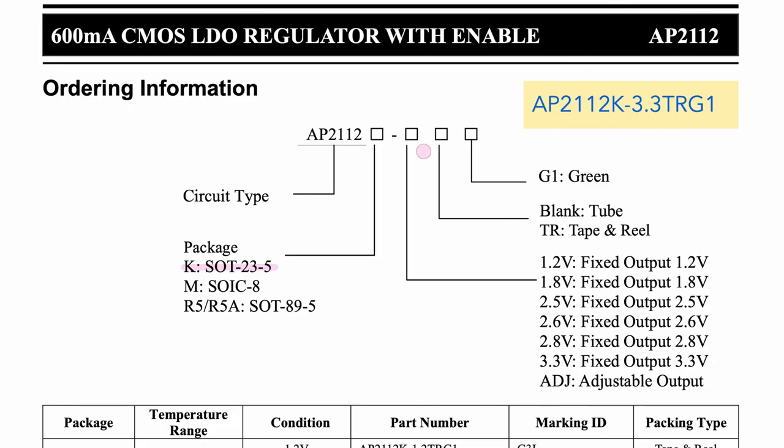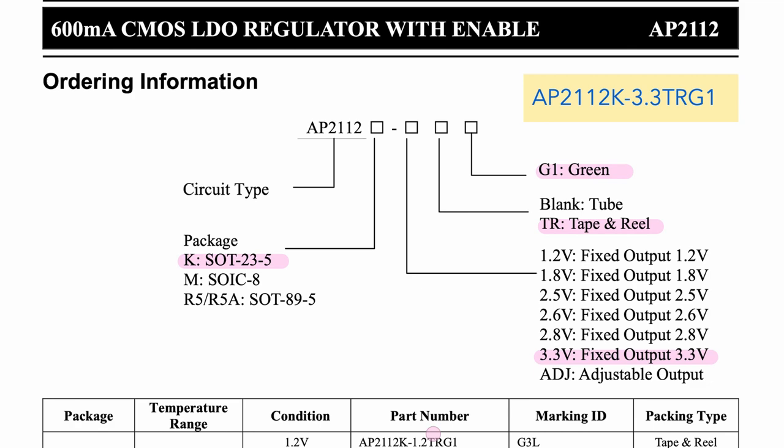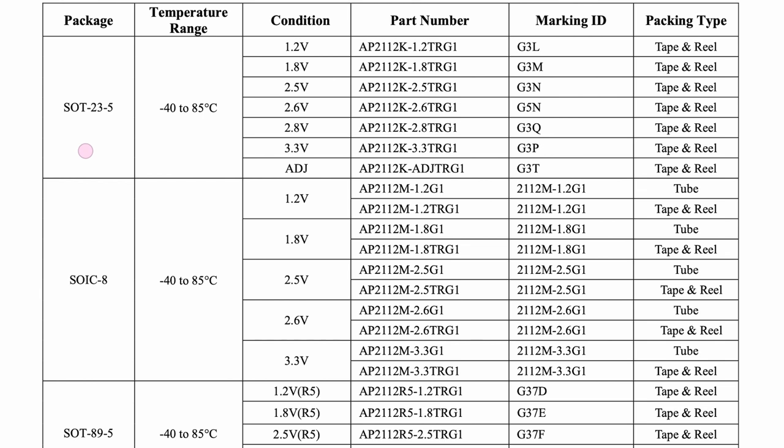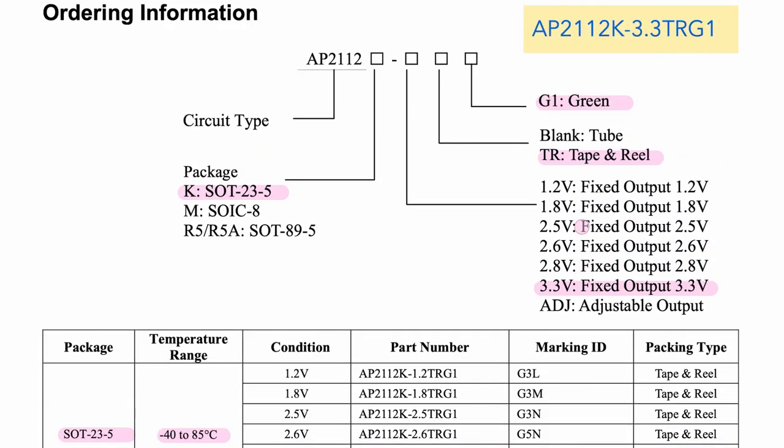Now, in the section ordering information of the data sheet, K means SOT-23-5, 3.3 means fixed output at 3.3 volts, TR means tape and reel, and finally G1. So for some parts like AP2112, there are many variants as shown in this table, and hence it is even more important that we are very specific about the complete part number. So once again, here's the complete part number that I have: package SOT-23-5, 3.3 volts, marking ID G3P with tape and reel.